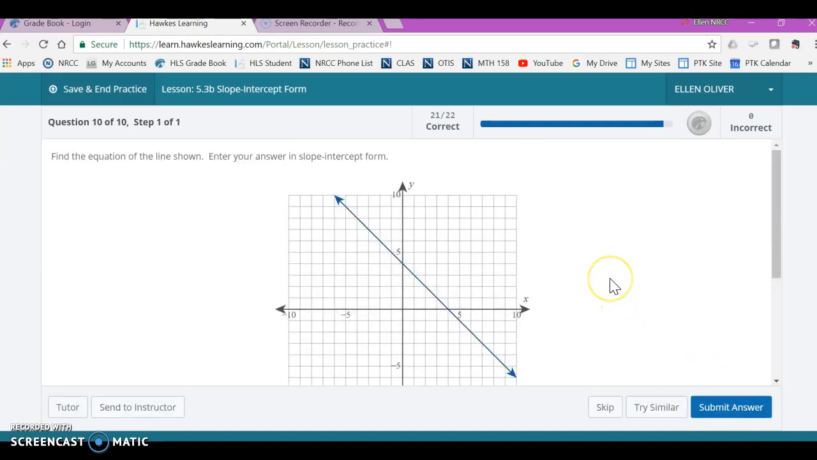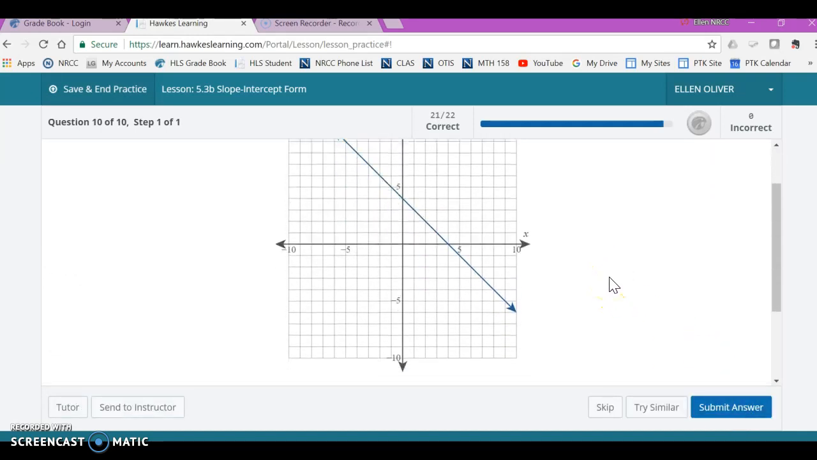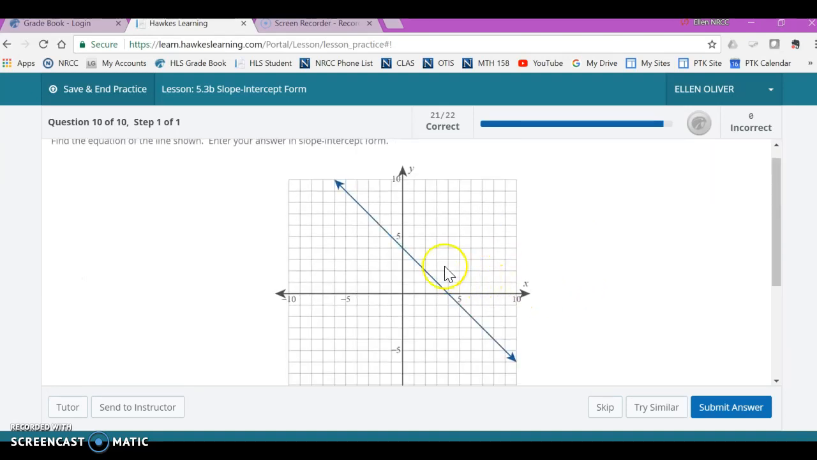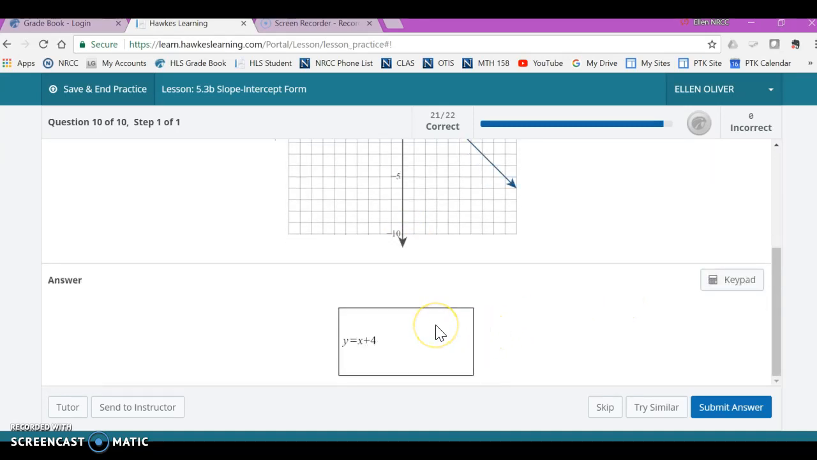All right, last one. Find the equation. Same thing, slope-intercept form. So it's going through positive 4. So it's going to be y equals x plus 4, but pop back over here. Let's figure out the slope. I'm going to use this point and this point. So I'm going to go down 1, 2, 3, 4 to the right 4. That's negative 4 over positive 4, which translates to negative 1.